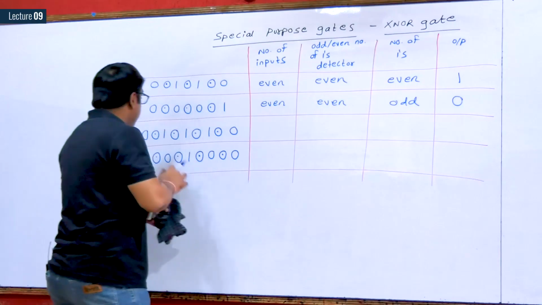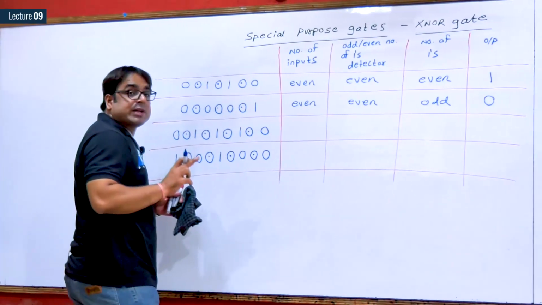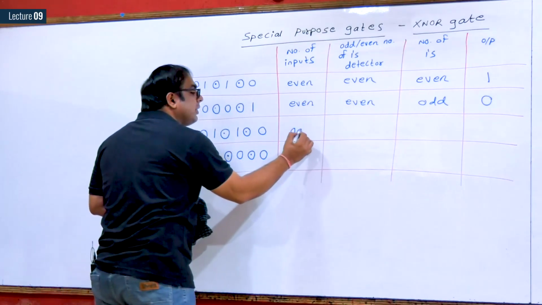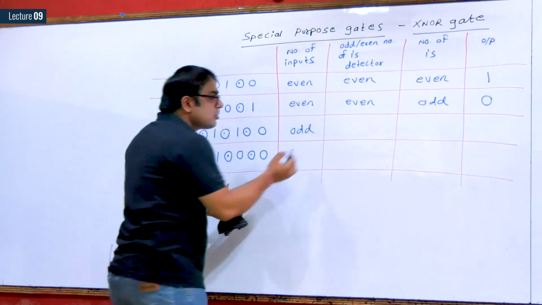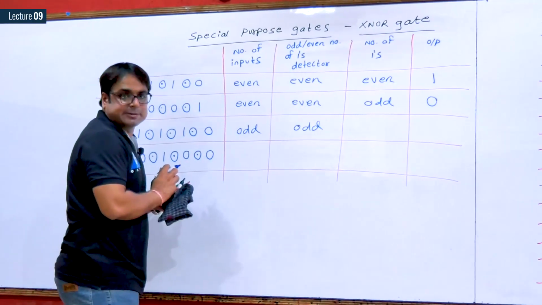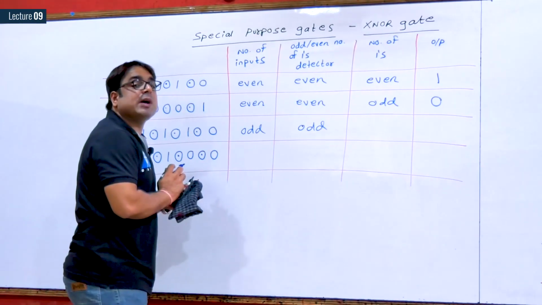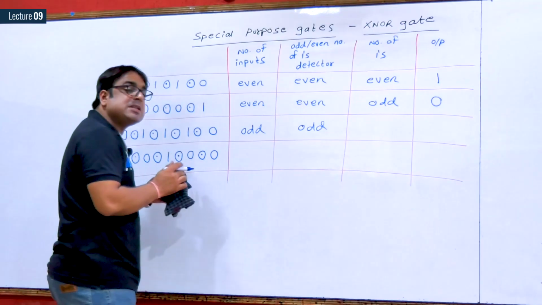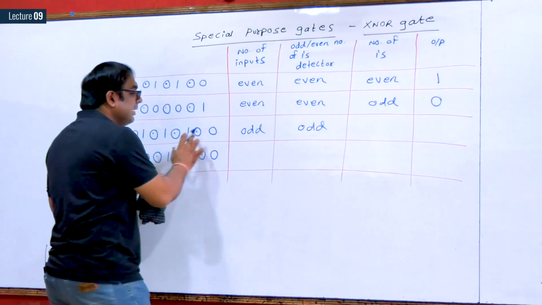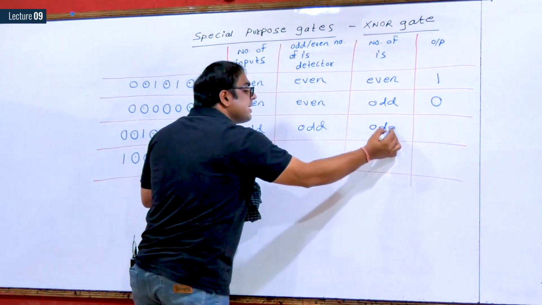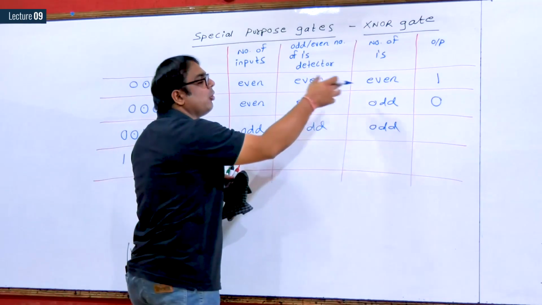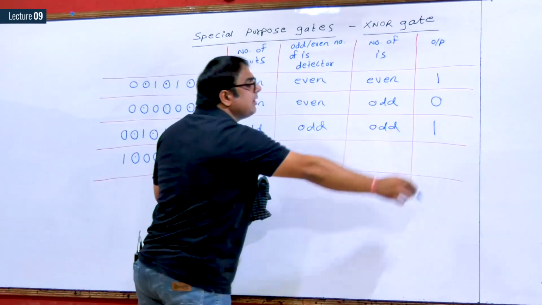Now check. How many inputs? Inputs, not ones, inputs: 1, 2, 3, 4, 5. Odd number of inputs. So it should be an odd number of ones detector. Now let me check the actual number of ones present. 1, 2 and 3. An odd number of ones are present. Odd number of ones detector and odd number of ones present, it will be detected.